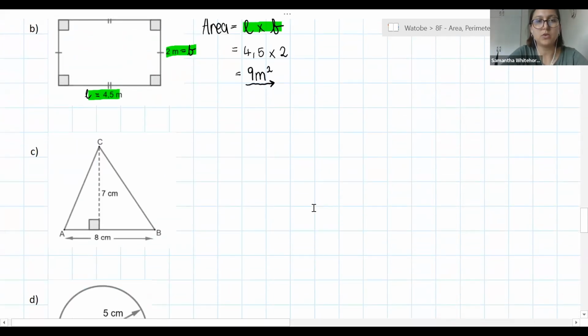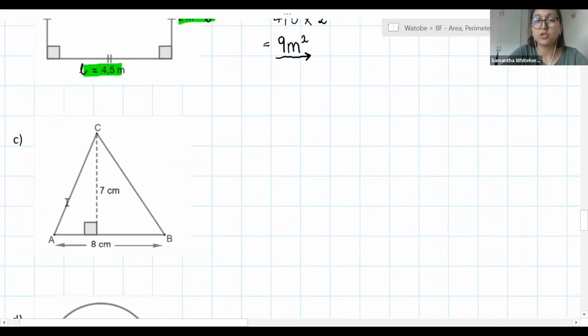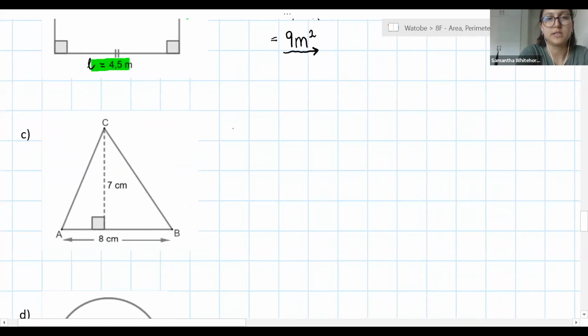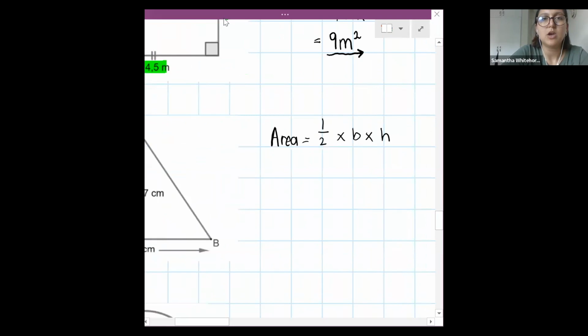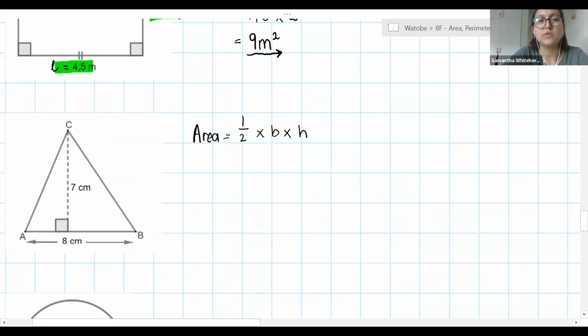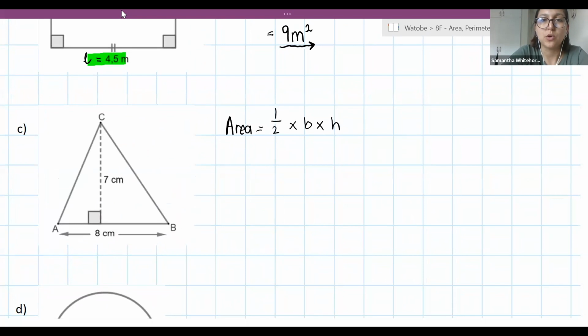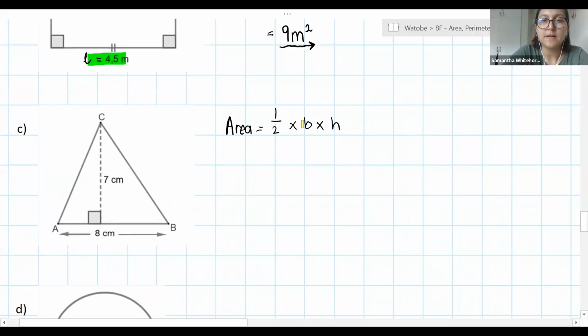Alrighty, so here in question C, we now have a triangle. Now, first things first is, again, we're looking for area. So we need to remember what the formula is for the area of a triangle. It is half times the base times the height. And guys, when working with a triangle, we first need to identify whether or not we know the base length and the height. So remember, your base is the bottom length of your triangle. And in this case, we do know that. We've been told that the base AB is 8 centimeters.